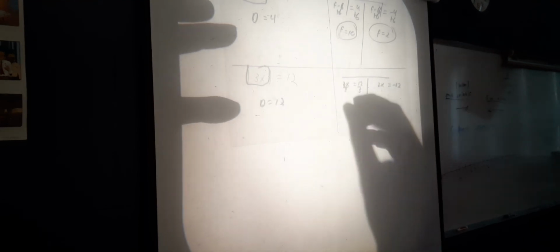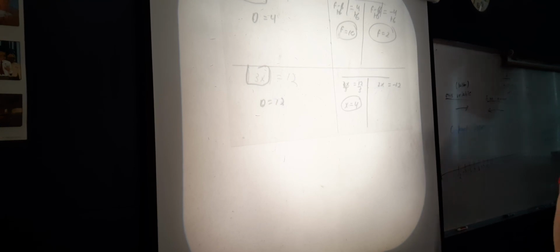So 12 divided by 3 is 4. Makes sense because 3 times 4 is 12. Absolute value of 12 is 12. On the other side, I divide by 3, and that's negative 4, okay? 3 times negative 4 is negative 12, but that results in an absolute value of 12. Okay? Any questions up to this point? Okay.